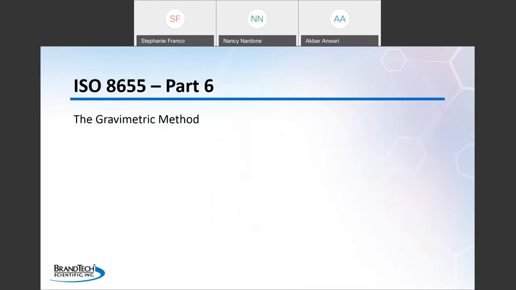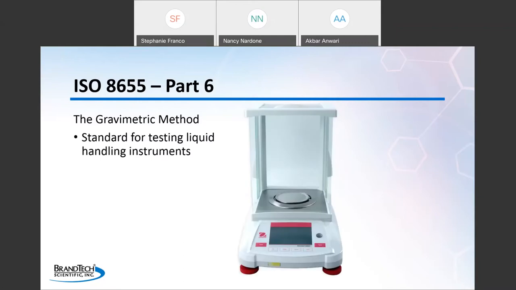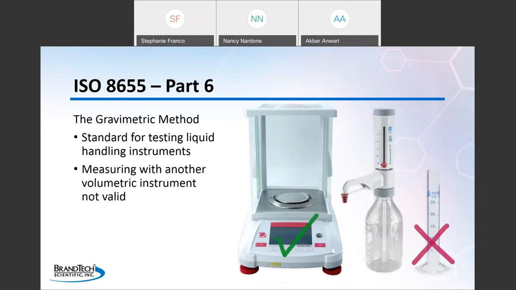So part six of ISO 8655 is titled Gravimetric Methods for the Determination of Measurement Error. Per ISO 8655, which sets the standards for piston-operated liquid handling instruments, testing and calibration of the instruments should be performed using the gravimetric method. For proper testing and calibration of liquid handling instruments, then, it's not appropriate to use another liquid handling instrument. For example, it's not appropriate to test a dispenser with a graduated cylinder. And as we review what's required to properly perform gravimetric measurements, the reason for this will become clear.